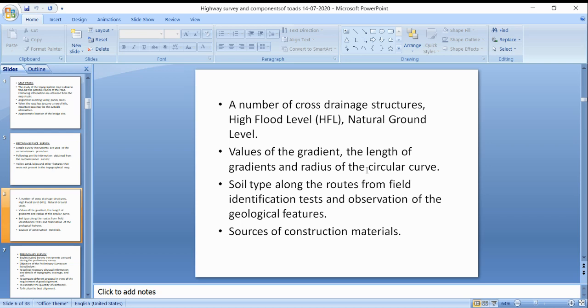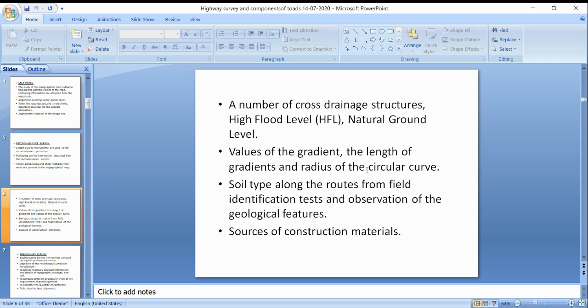So the alignment where we are going is also important. The soil type, whether it is loamy soil, alluvial soil, or red soil, we have to say. We will prefer red soil for the road. So soil type along the routes from field identification. How can we see that capacity? By testing in the laboratory itself.